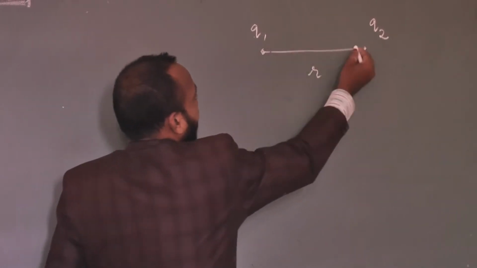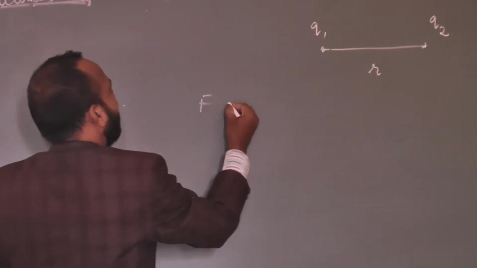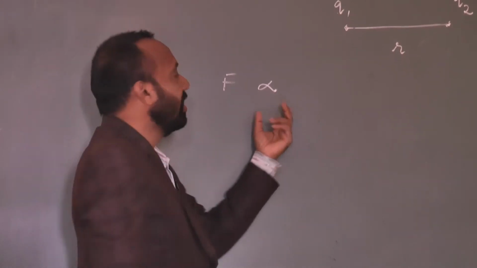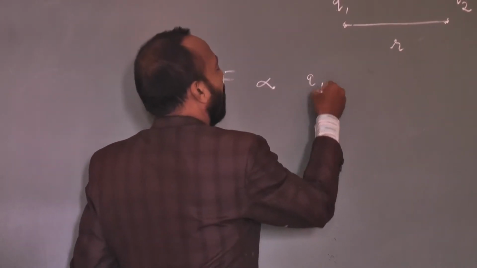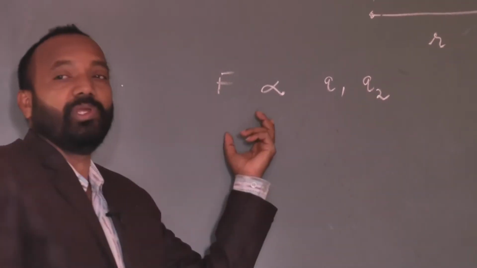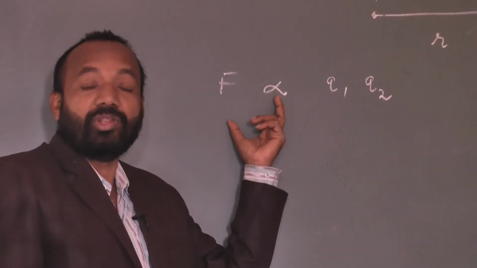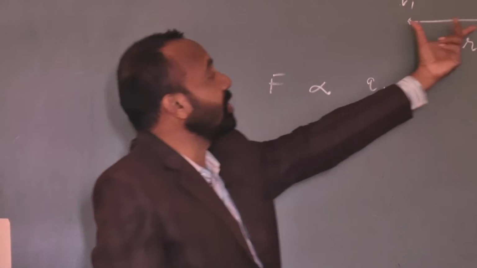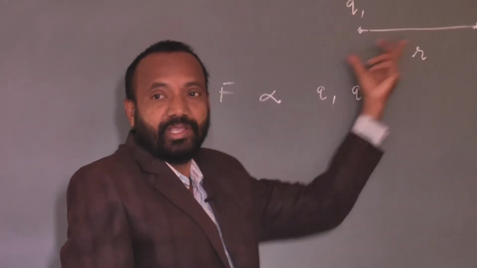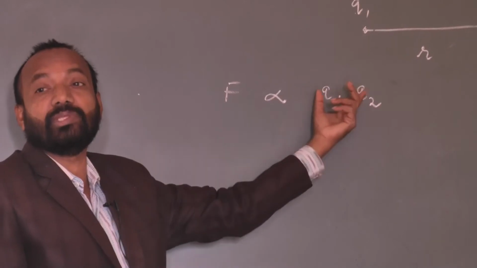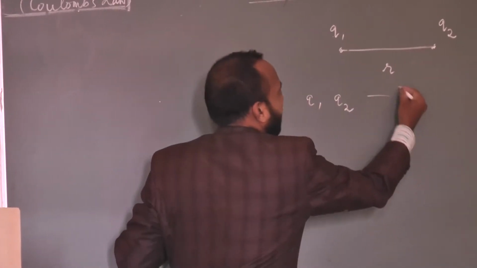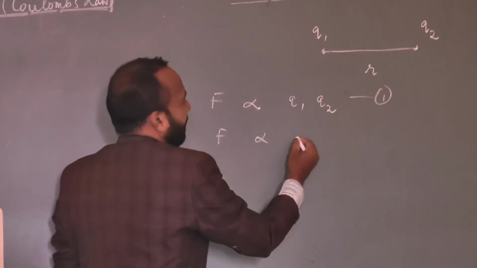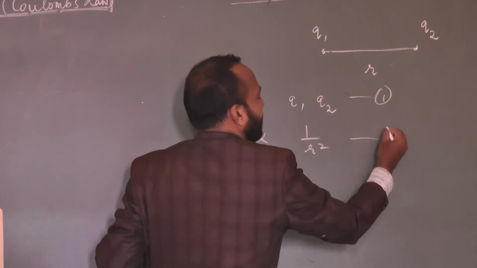Then, if we consider the force of interaction between two point charges, F is proportional to Q1 Q2, according to Coulomb force. The electrostatic force of attraction or repulsion between two point charges is directly proportional to the product of the magnitudes of the charges and inversely proportional to the square of the distance between them. If r is the distance between them, it is inversely proportional to r square.